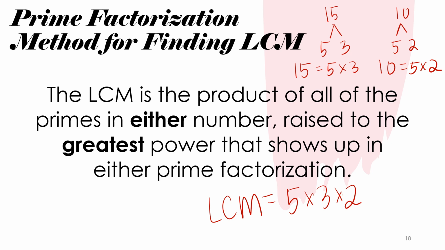Then you would look at their exponents and ask which one has the highest exponent. These all have an exponent of 1, so we don't have to worry about that here. But if we had something like 5 squared times 3, then we would put the squared on the 5. So you include the greatest power that shows up in either prime factorization. For the numbers 15 and 10, the least common multiple would be 5 times 3 is 15, times 2 is 30.